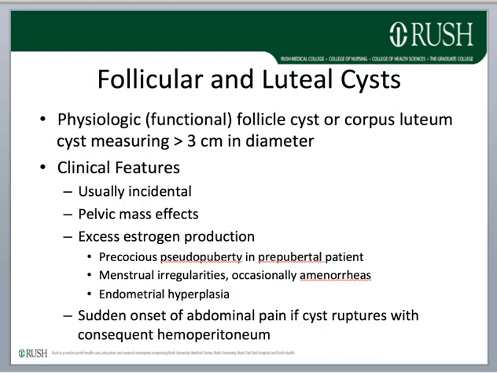When persistent, they may cause symptoms secondary to a pelvic mass, and occasional cases are associated with manifestations of excess estrogen production, such as precocious pseudopuberty in children, or irregular menses and/or endometrial hyperplasia in women of reproductive age. Follicular cysts or corpus luteal cysts may also rupture, leading to hemoperitoneum.